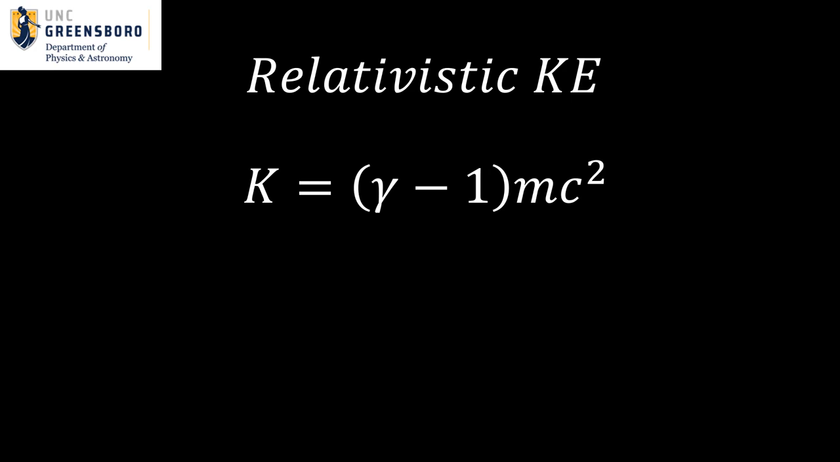In this video, I'm going to talk about relativistic kinetic energy. This is the formula for kinetic energy that's commonly presented in physics courses. Here, I'm using K to represent kinetic energy, gamma to represent the Lorentz factor, m to represent mass, or rest mass if you prefer that term, and c to represent the speed of light.